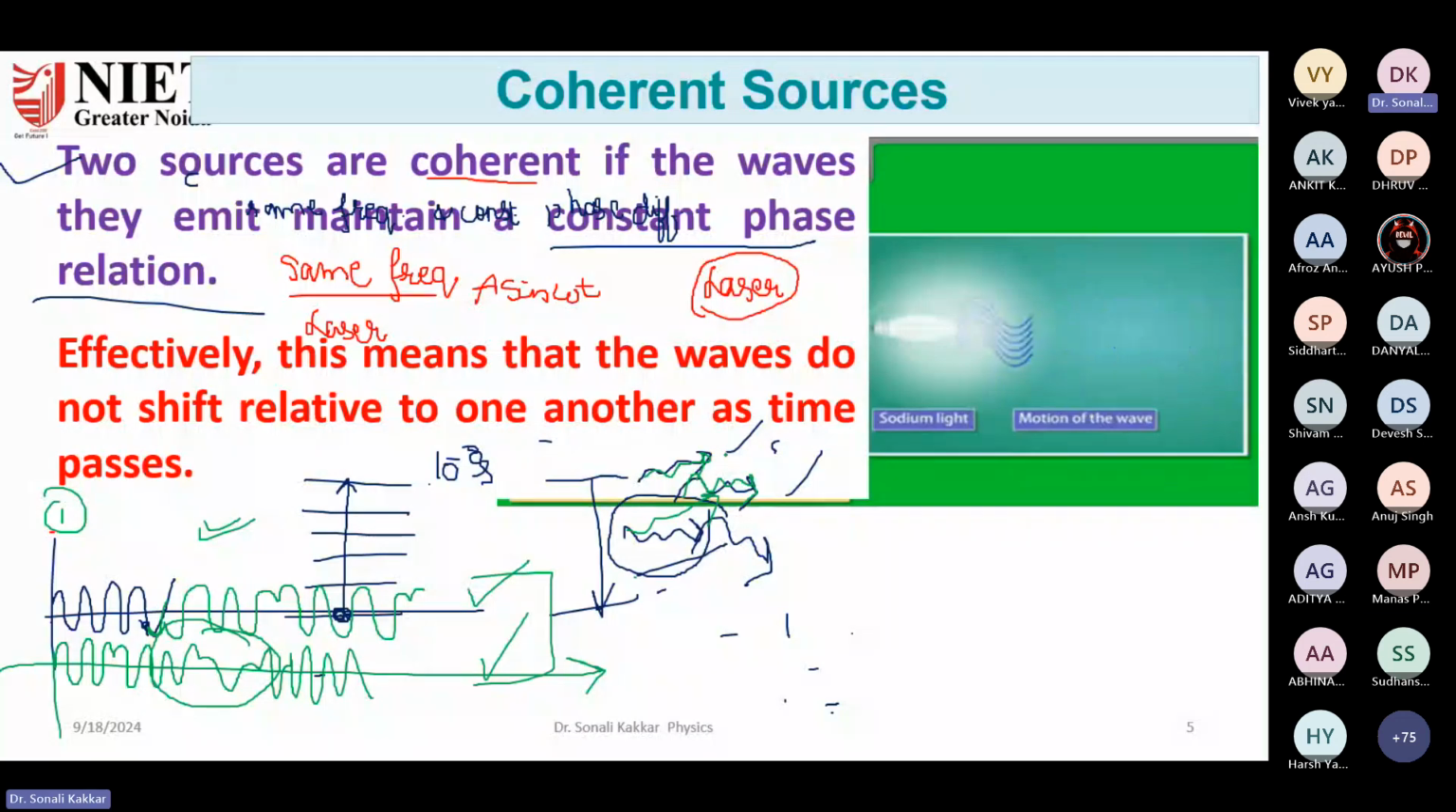Sound wave? We are talking about electromagnetic waves. Sunlight.